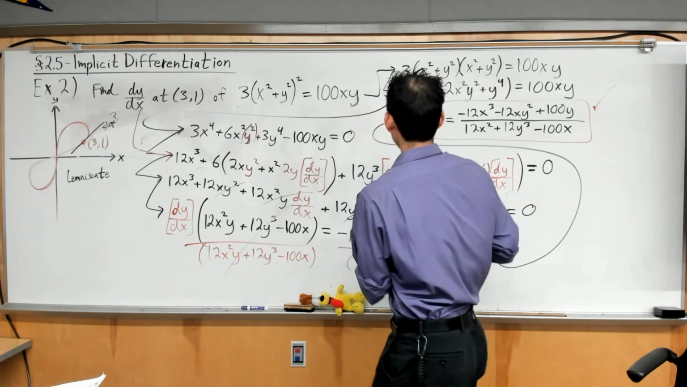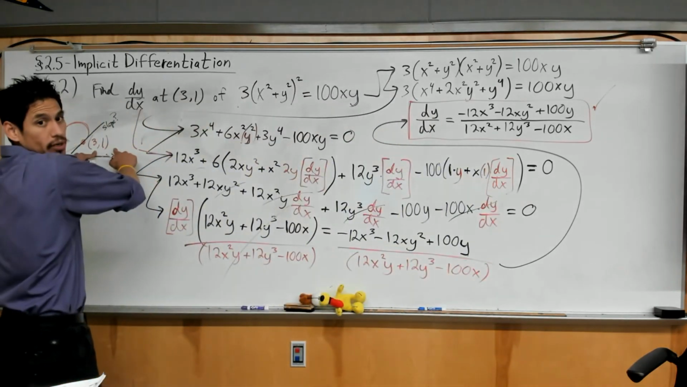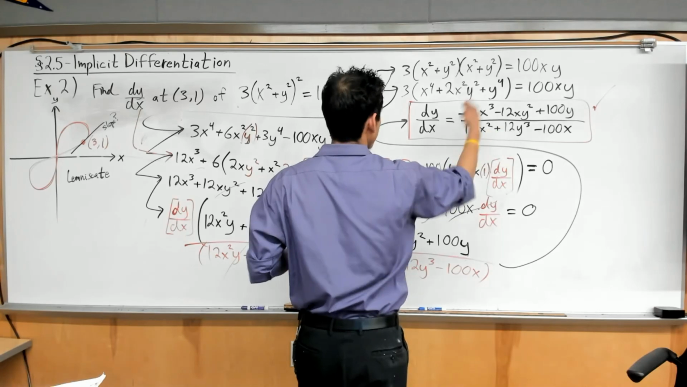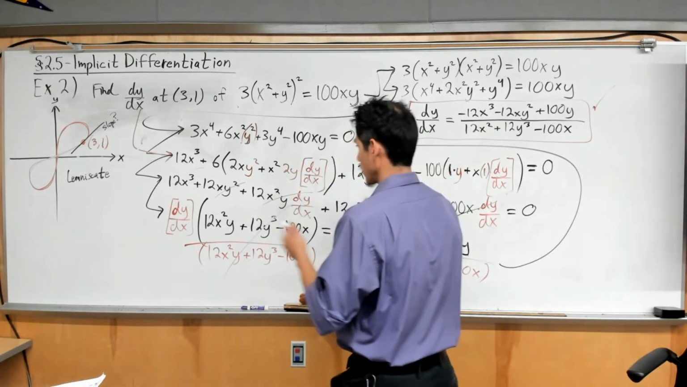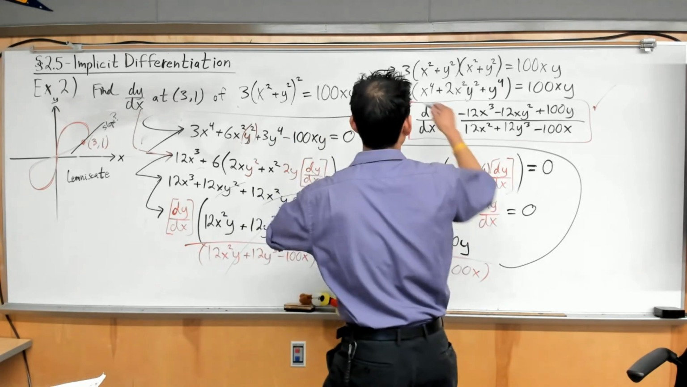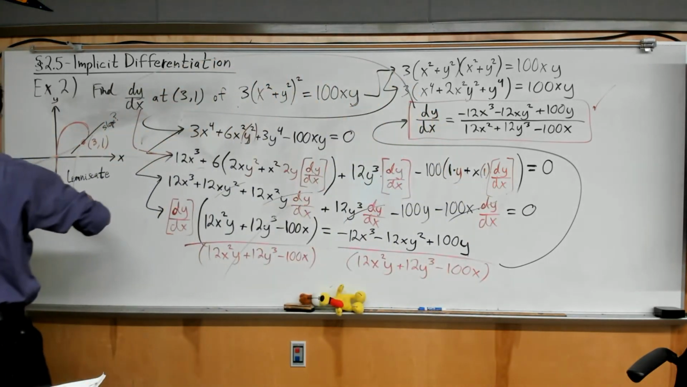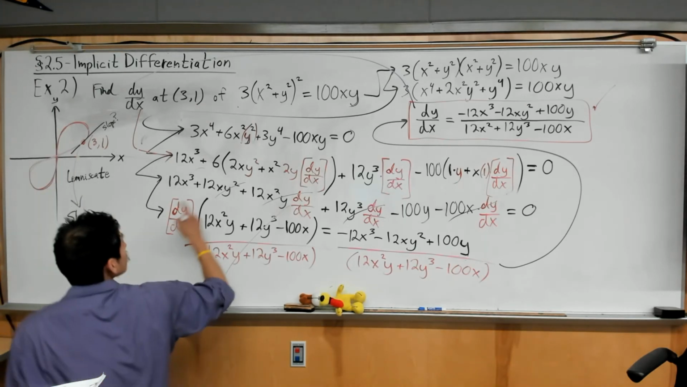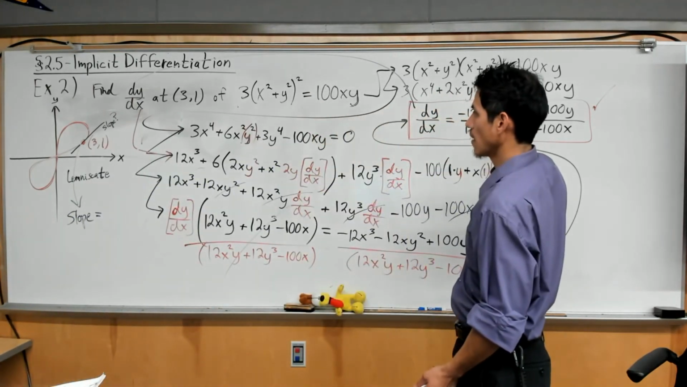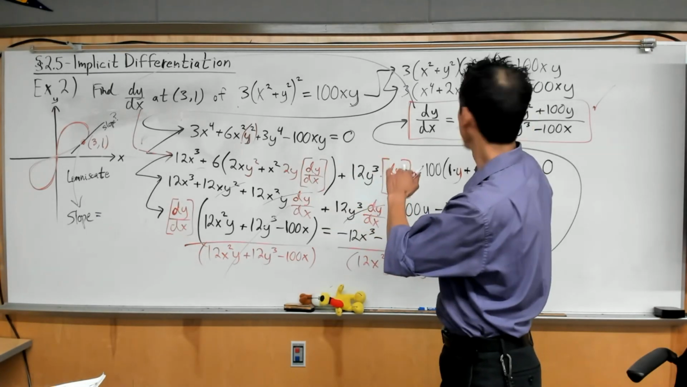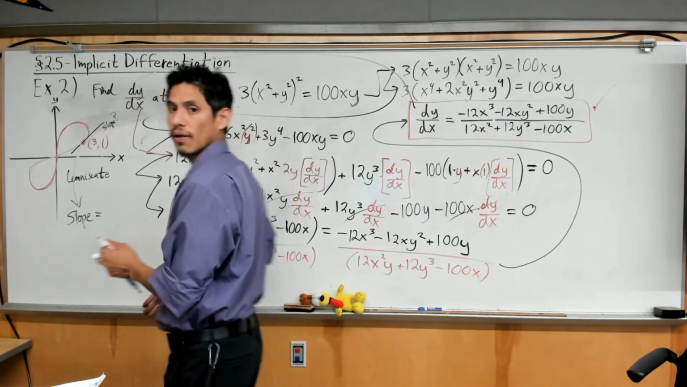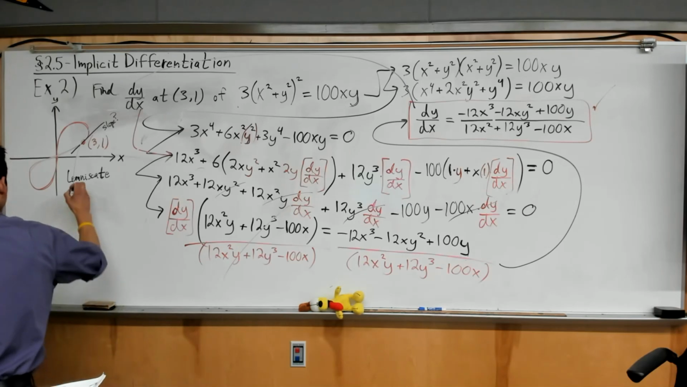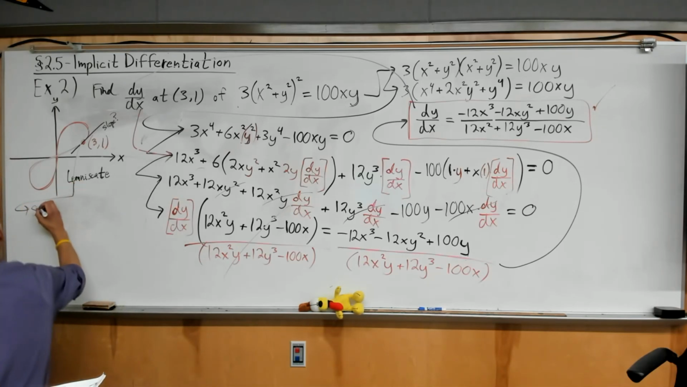Okay, so we're not done yet because we're trying to find the slope at 3, 1. So we just plug in 3, 1 into here, and then we'll get our answer. So where should I go? Okay, I'm gonna go over here. Slope equals, so plug in 3 for x and 1 for y. I actually have a little bit more room, so I'm gonna move that slope to the left a little bit.